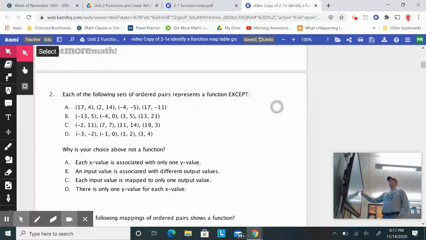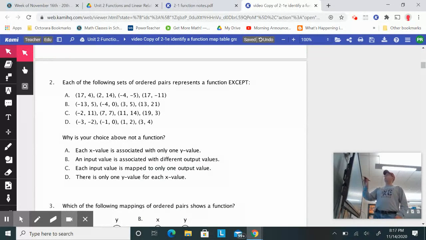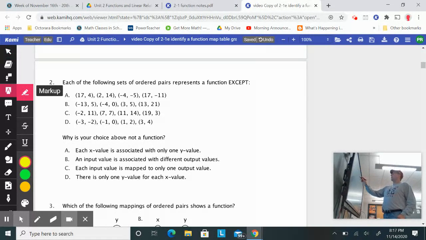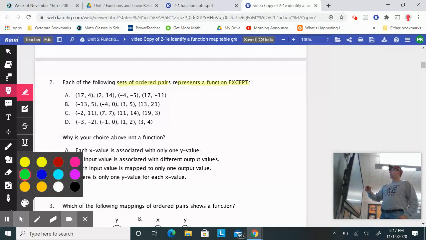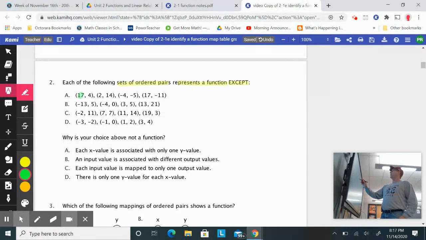Let's slide up here. So here we have a set of ordered pairs in number 2. Now remember, in ordered pairs, the X is the input, and it can only go to one output. This question asks, each of the following sets of ordered pairs represents a function, except which one? So now we're going to identify which one is not a function and which ones are. Let me highlight in A, input 17 is an input, goes to 4. 2 goes to 14. -4 goes to -5. Then we have a 17 again, and a 17 goes to 2 different outputs. That one is definitely not the function.